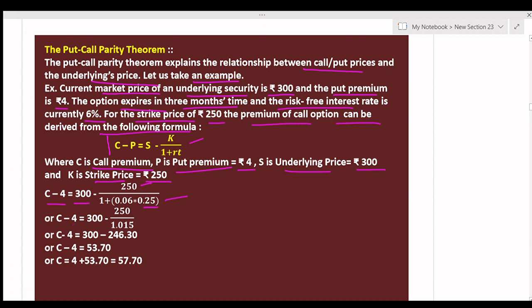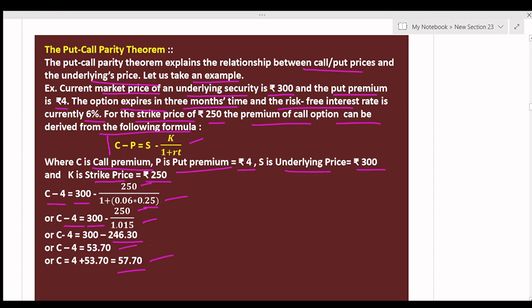That is, C minus 4 is equal to 300 minus 250 by 1.015. That is, C minus 4 is equal to 300 minus 246.30, or C minus 4 is equal to 53.70, or C is equal to 57.70. So if you get the value of the call option, you can find out the value of the put option by using this formula, or vice versa.